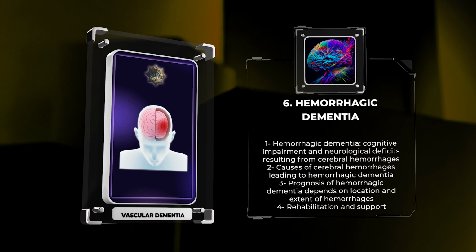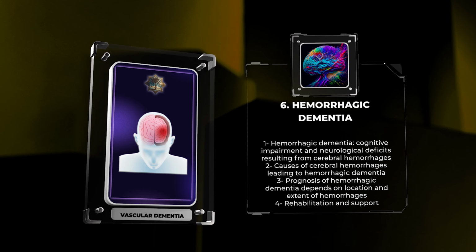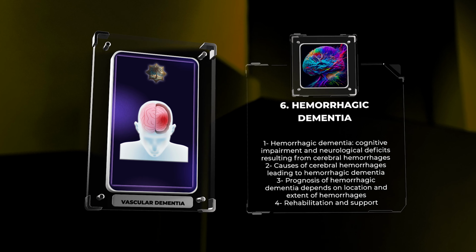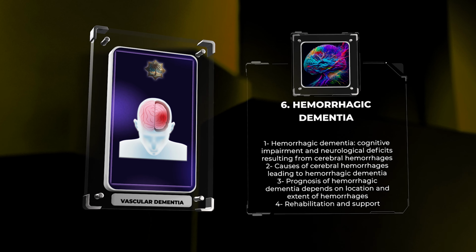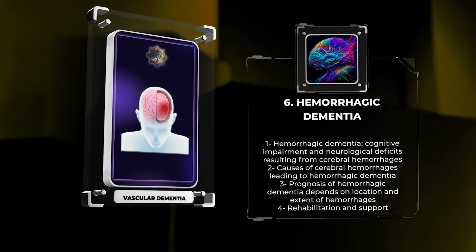The prognosis of hemorrhagic dementia largely depends on the location and extent of the hemorrhages, as well as the timely management of the underlying cause. Rehabilitation and support are essential components of the management plan for individuals affected by this condition.